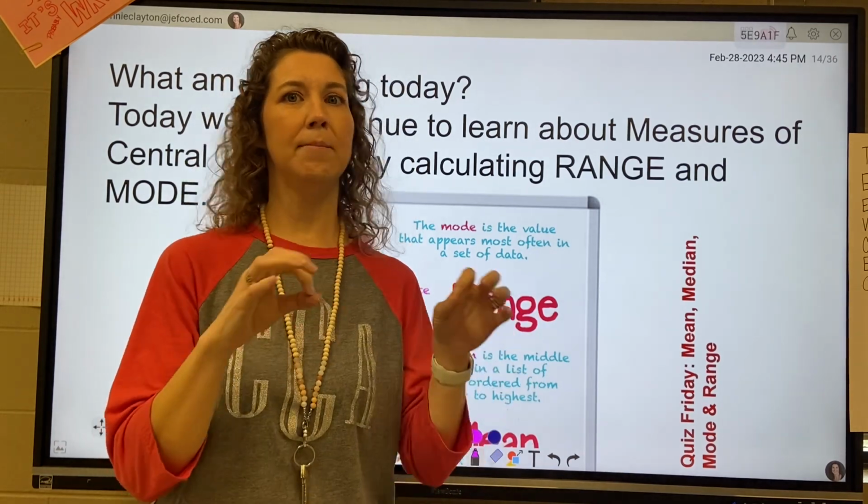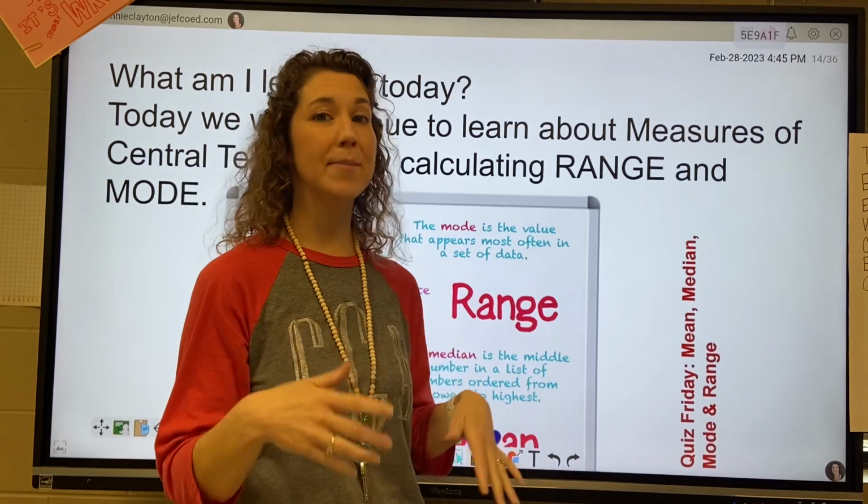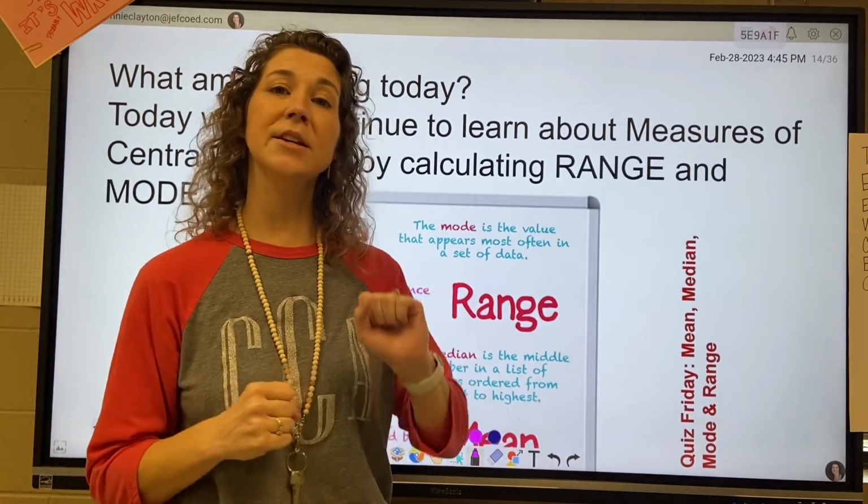Hey diddle diddle, the median's the middle. You add and divide for the mean. The mode is the one that you see the most, and the range is the difference between.